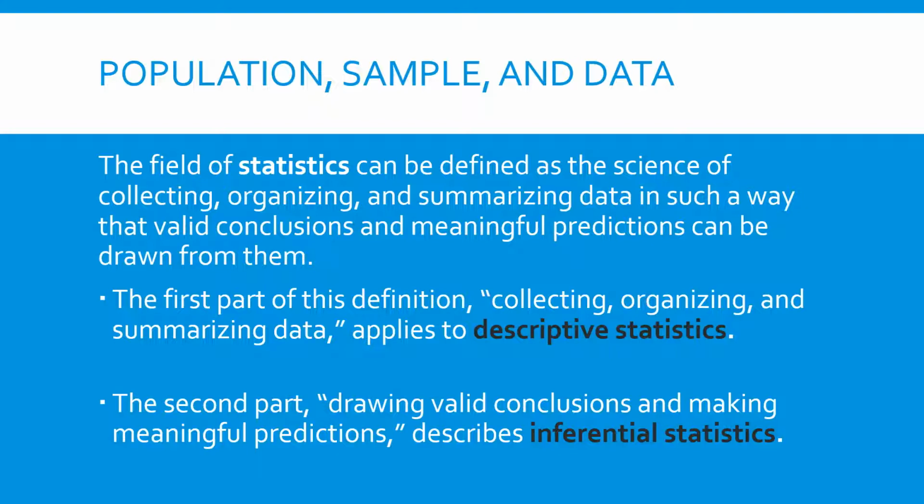So, the first part of the definition, which was collecting, organizing, and summarizing data, applies to descriptive statistics. This is what you do in the first half of the statistics class here at CCGA. The second part of the definition says statistics is about drawing valid conclusions and making meaningful predictions. This describes inferential statistics, which is what you do in the last half of the statistics course here at CCGA.